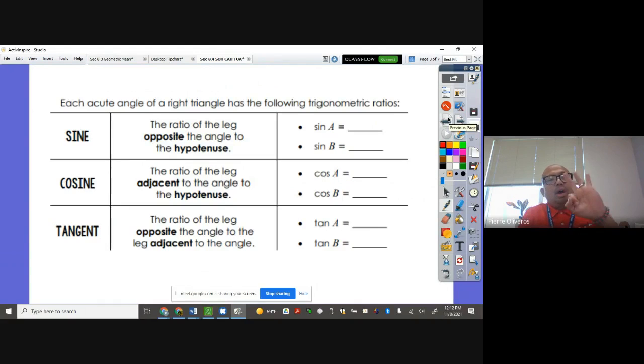Okay. So there are three trigonometric ratios: the sine, the cosine, and the tangent. Sine is the ratio of the leg opposite to the angle to the hypotenuse. Sine is opposite over hypotenuse. For the cosine, the ratio of the leg adjacent to the angle to the hypotenuse. Cosine is equal to the adjacent divided by the hypotenuse. And for the tangent, the ratio of the leg opposite the angle to the leg adjacent to the angle. Tangent is opposite over adjacent.